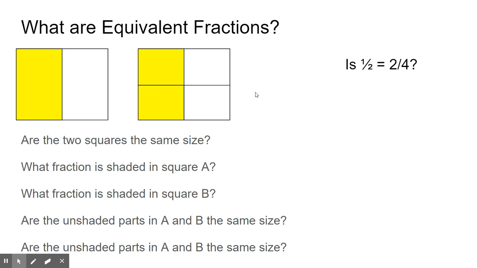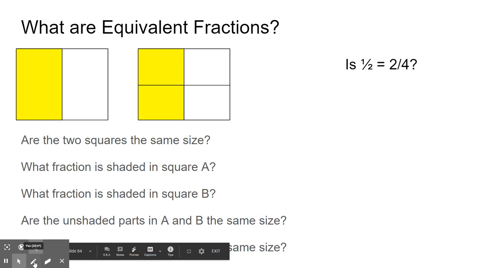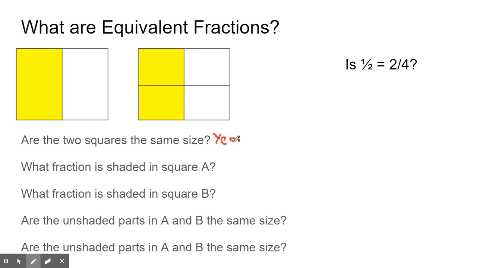So with equivalent fractions, we are going to ask ourselves a few questions. Our first question here is, are the two squares the same size? By looking at these two squares, they are the same exact size. They might not be split into equal parts, but they are overall the same size. So are the two squares the same size? Yes, they are. So we can put yes. And if we could click and drag, you would be able to visually see that they're the same size.